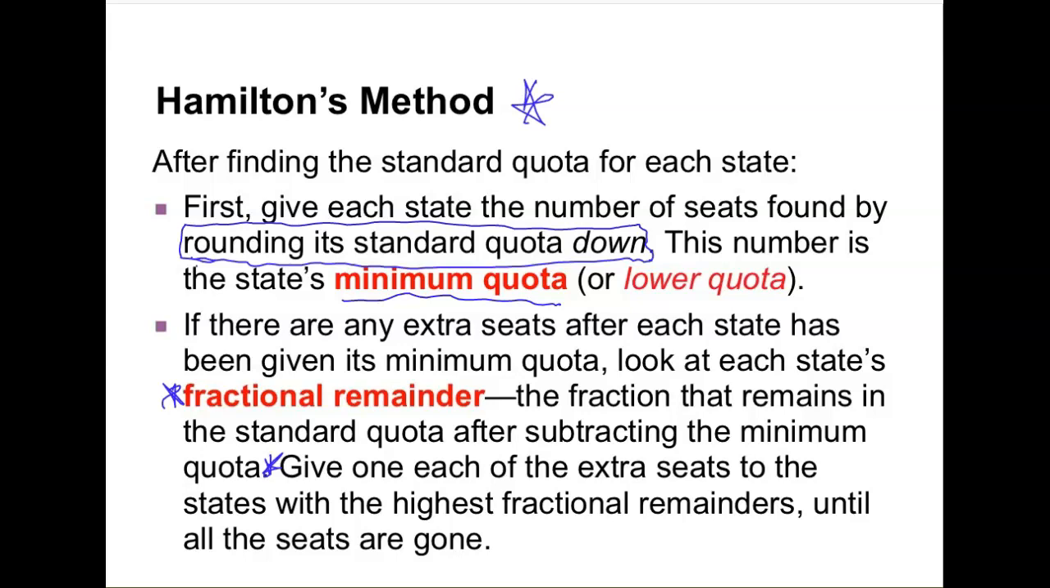Find all states' minimum quotas, give them their minimum number of seats. So just chop off the fraction. Now, if there are 3 seats left over, like we only added up to 432, good, you have 3 more seats to distribute. You're going to give the first seat to the highest fractional remainder, the second seat to the state with the next highest fractional remainder, the third seat to the state with the third highest fractional remainder, and then you're done. Does that make sense? Give me a green check when you're done copying this down.